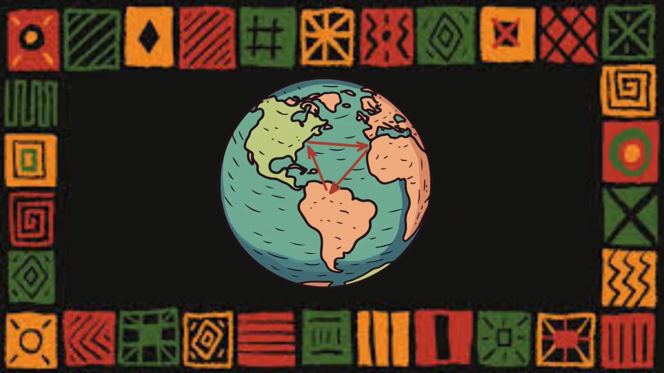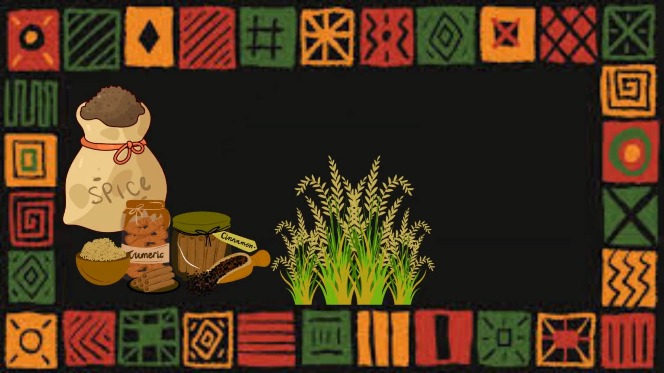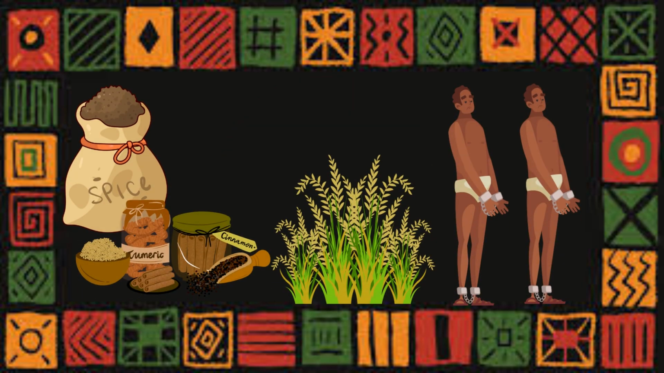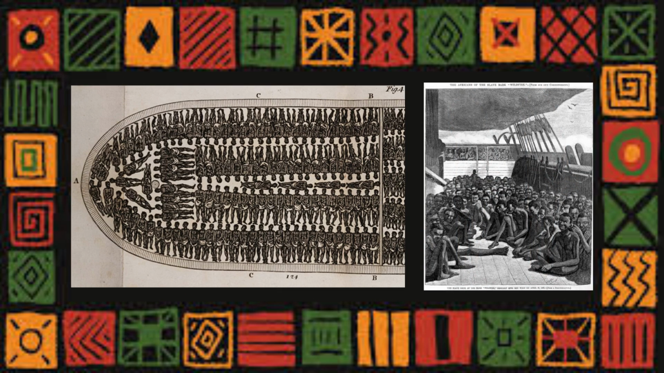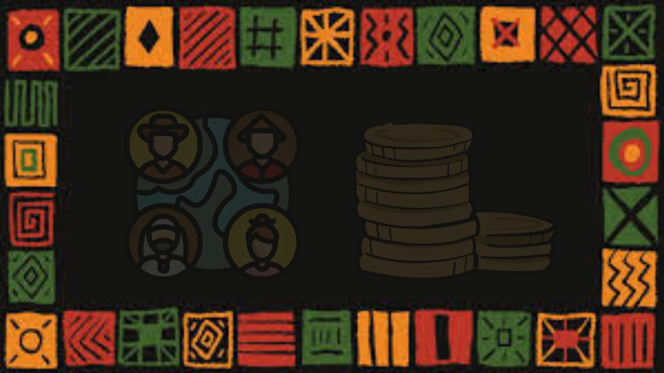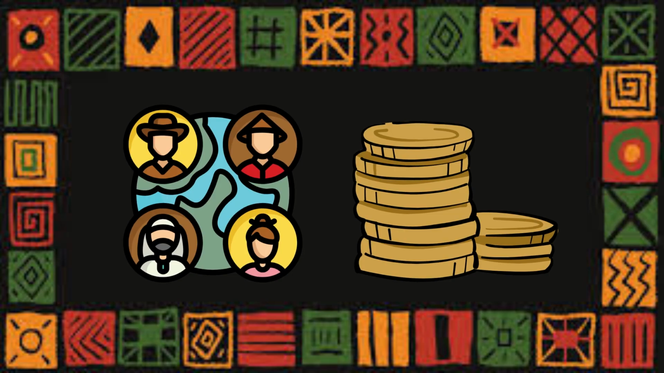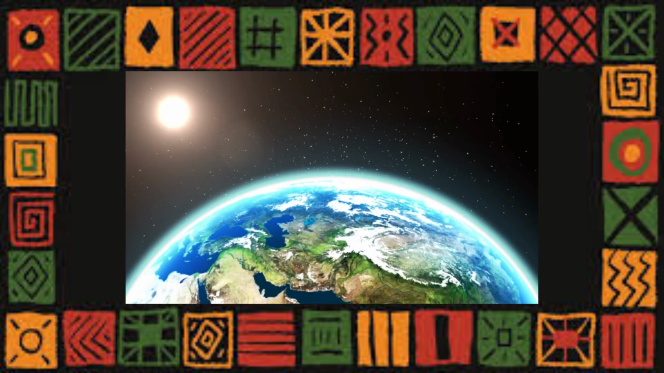This triangular trade system moved goods, crops, and people across 3 continents, but it also carried an enormous human cost. As you review, think about how these trade networks connected cultures and economies, and how that history continues to shape the world we live in today.